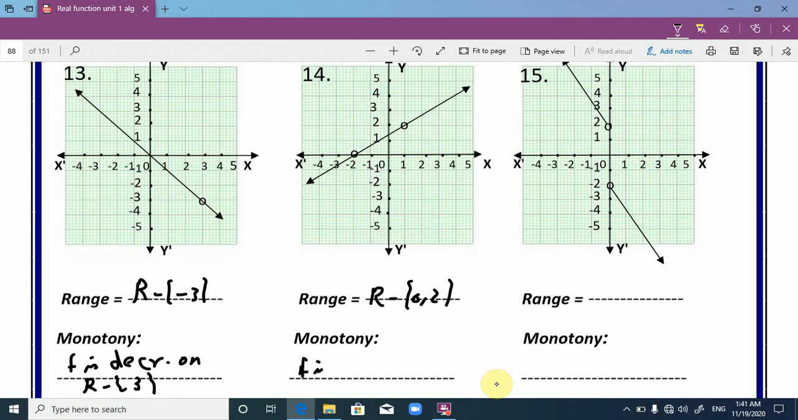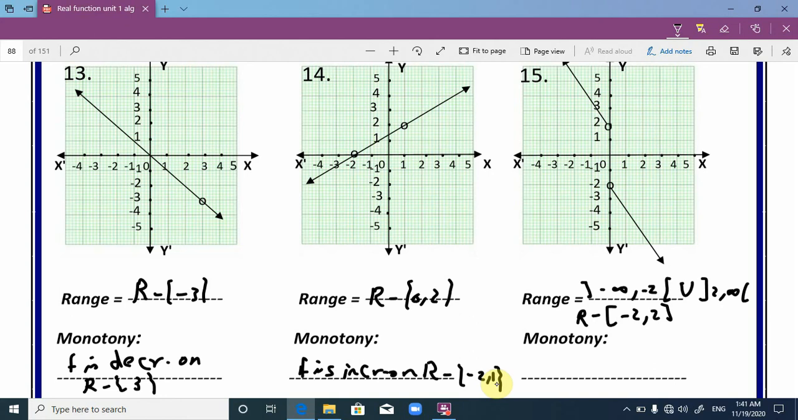f is increasing on all the domain, on R except the two numbers on the x-axis, negative 2 and 1. We said before that monotony is taken from the x-axis, while the range is taken from the y-axis. The range here is from negative infinity to negative 2 union from 2 to infinity. We can write it another way: R except the closed interval negative 2 and 2, which is exactly the same.